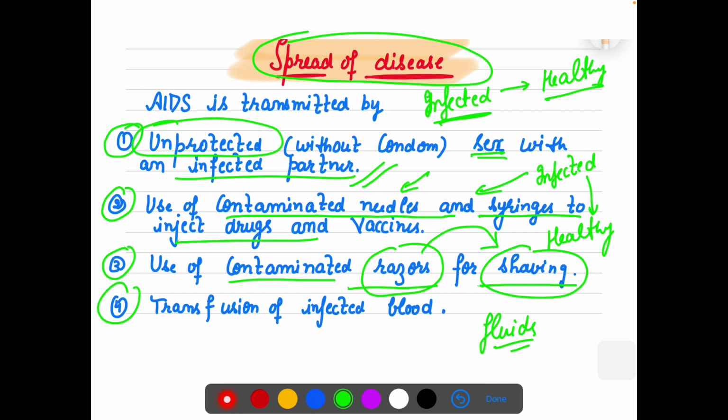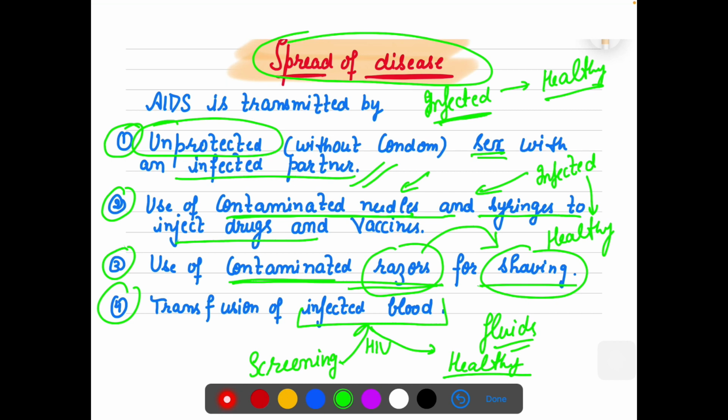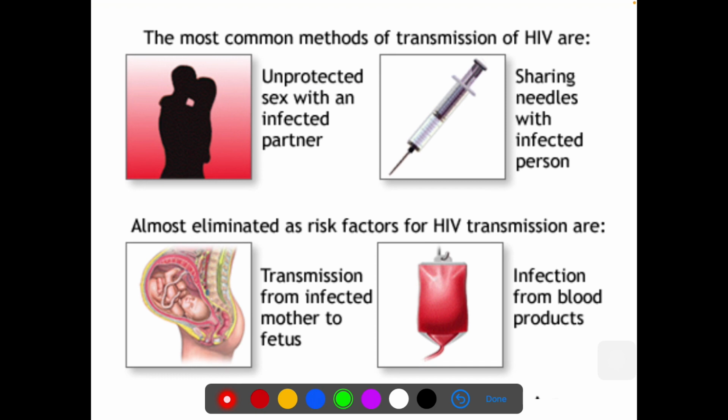Then transfusion. If the blood bank is not taking care of the proper screening of blood, proper checking of blood is not done, and that HIV infected blood is transfused to a healthy body, then definitely this virus will travel to the healthy body. So unprotected sex, use of contaminated needles and syringes, use of contaminated razors for shaving, and transfusion of infected blood. These are the main transmission methods.